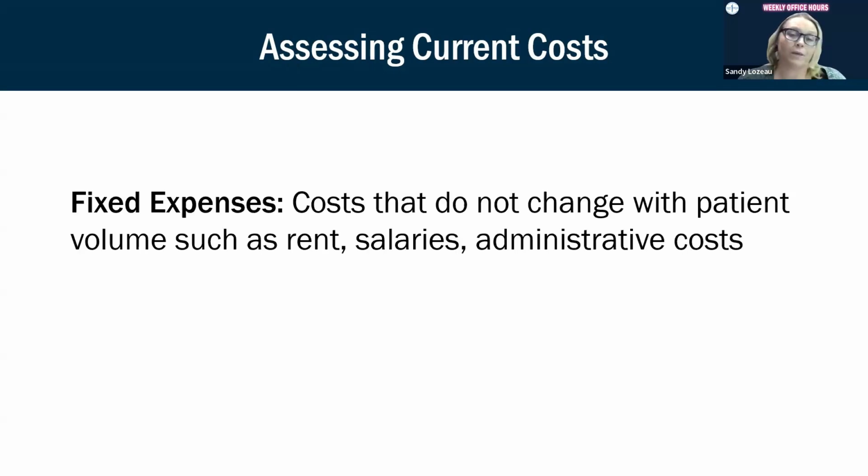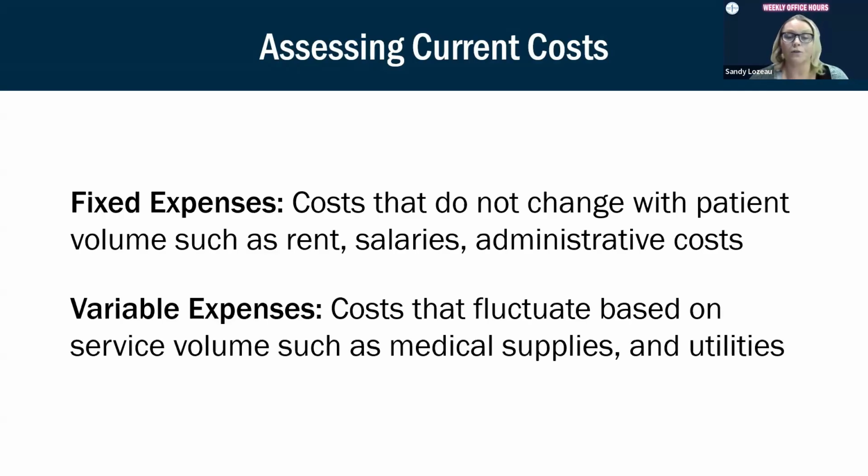So a couple ways are that we can analyze current expenditures by taking a careful look at both fixed and variable expenses. Fixed expenses are going to be costs that don't change, obviously, with patient volume, like rent, salaries, administrative costs, but understanding those fixed costs will really help to understand the ways that you can save. And then variable costs are ones that fluctuate based on the service volume, like medical supplies, electric bill, etc.